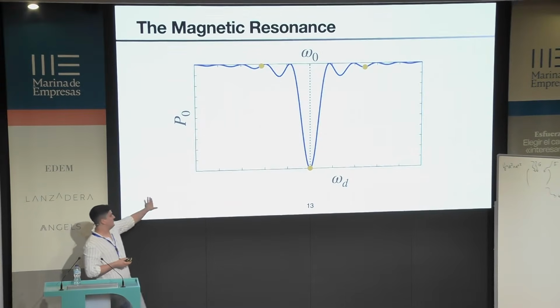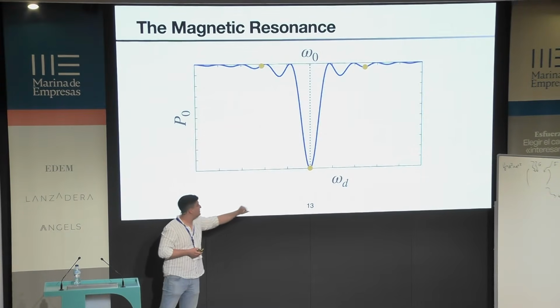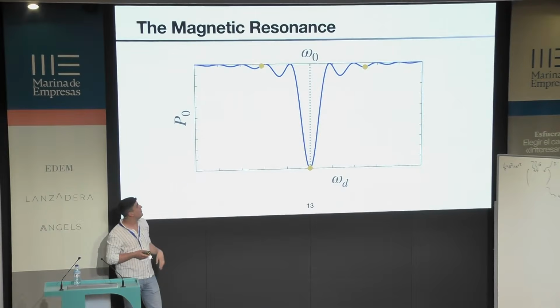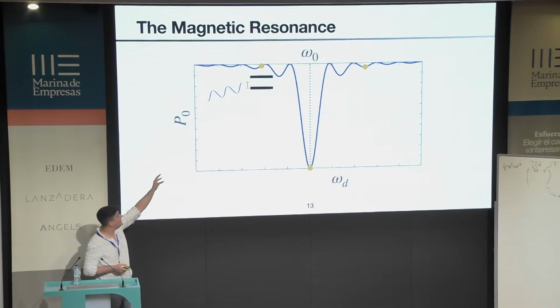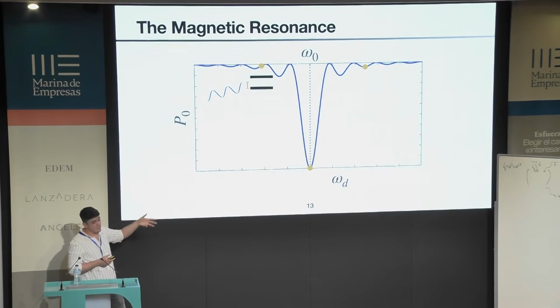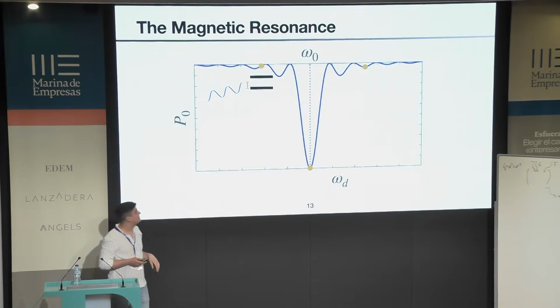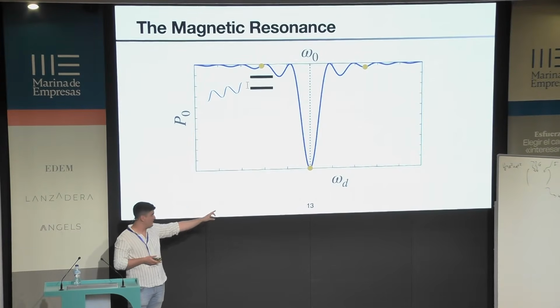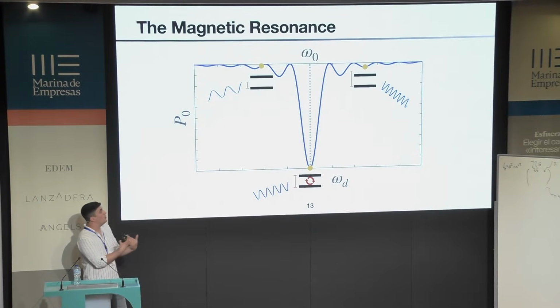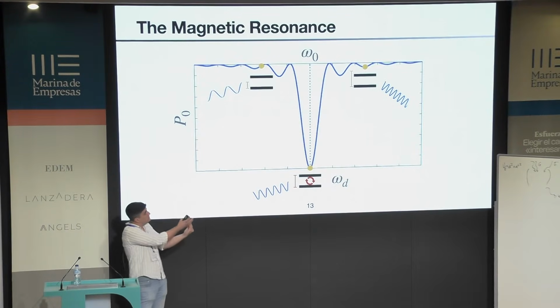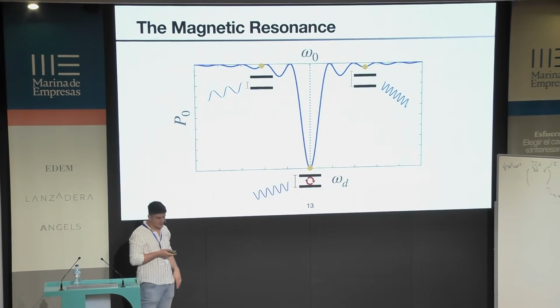So here, x-axis is the frequency of the driving, y-axis is the probability of finding 0, and then let's check 3 spots. So for example, here we are applying a driving, but the frequency is too low. So we are not transferring population, and the population stays in 0. Here we exactly match this condition. We have population transfer, we see a dip. This is the magnetic resonance. And finally, we could also apply a driving with a frequency which is too high, so nothing happens again.